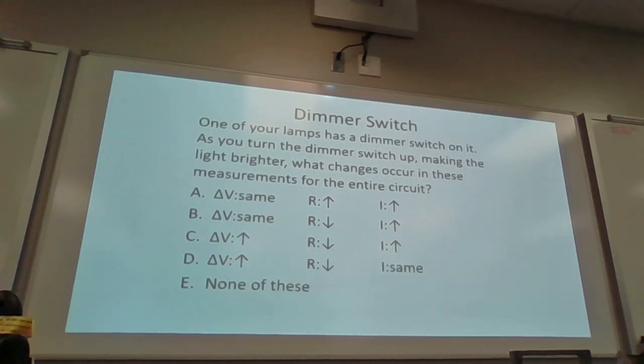Correct answer is B. You're still hooked up to 120 volts. That stays the same. Okay. You get brighter, you need more current. In order for more current, you need less resistance. Good with that?